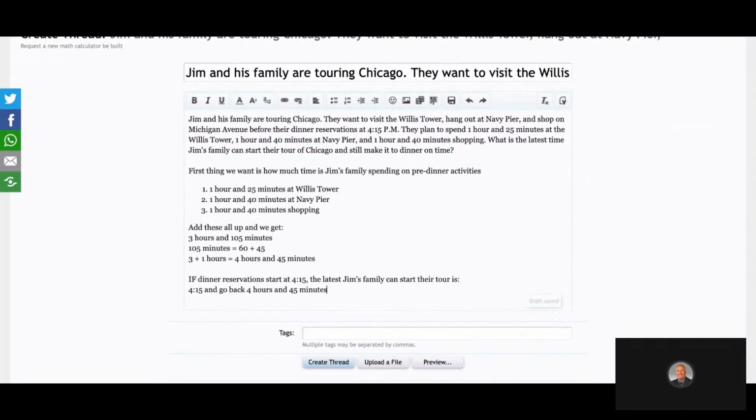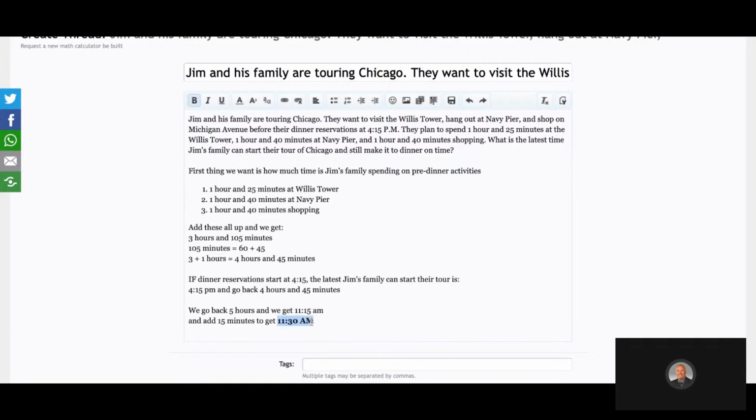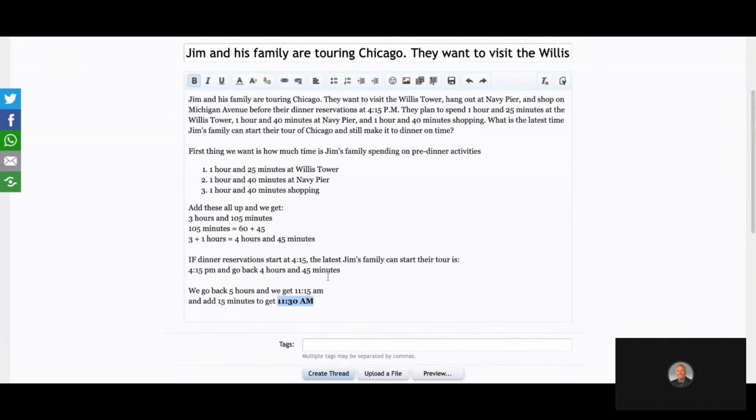Well, what we could do is we go back 5 hours. So this is 4:15. I should have wrote PM. Go back 5 hours and we get 11:15 a.m. and add 15 minutes because 4 hours and 45 minutes is 15 minutes short of 5 hours to get 11:30 a.m.